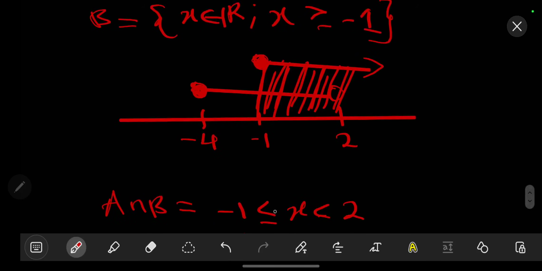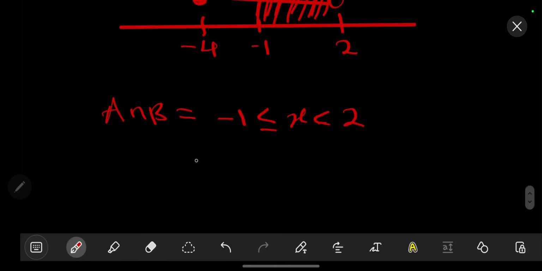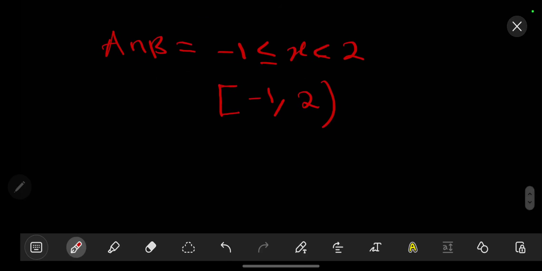But 2, according to this, is not in the intersection, because this is an open circle, meaning it might be common for this one, but it's not for this other one because it's an open circle. So in other words, this can be written as negative 1 like that, and 2 like that. So either this or this, unless they specify what they want.